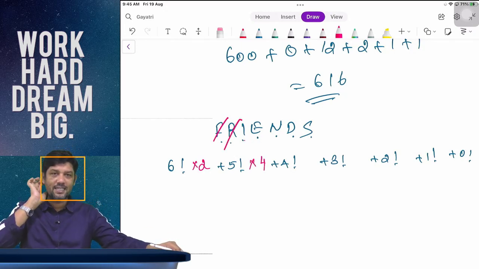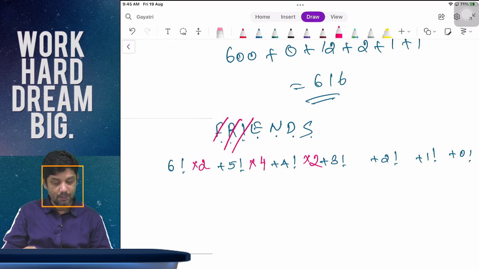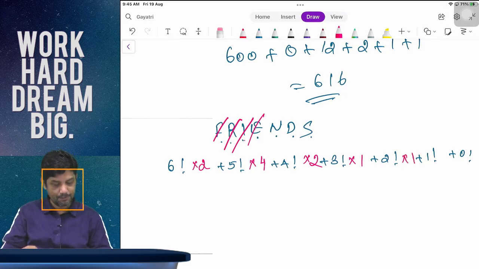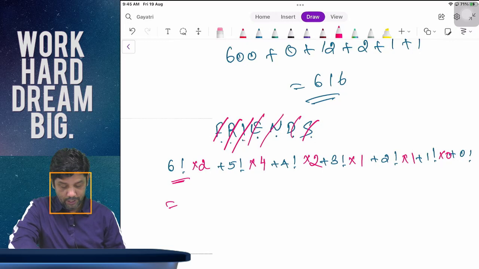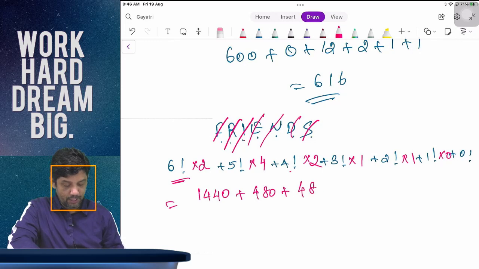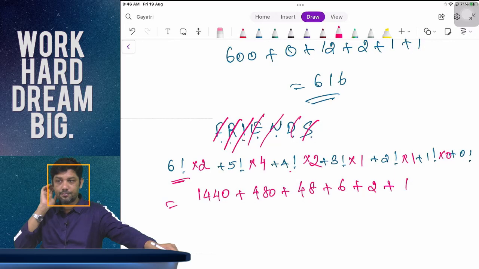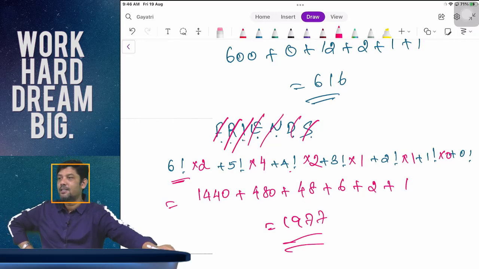Now I. Right hand side of I, how many letters are less than I? 2. E and D, na? Right hand side of E, how many letters are less than E? Right hand side of N, how many letters are less than N? 0. 0 factorial. That's it. Now 720 into 2 is 1440. 120 into 4 is 480. 24 into 2 is 48, plus 6, plus 2, plus 1. What exactly are we getting? 1977. Is it 1977? Say yes or no?